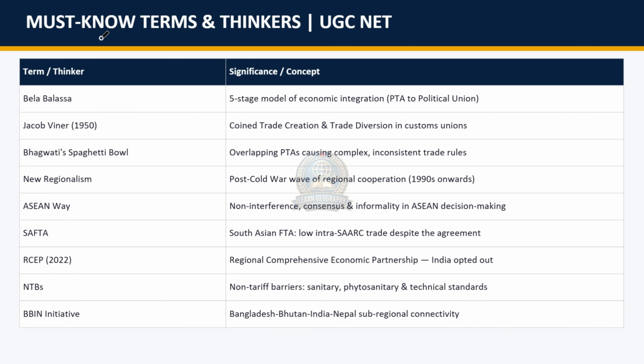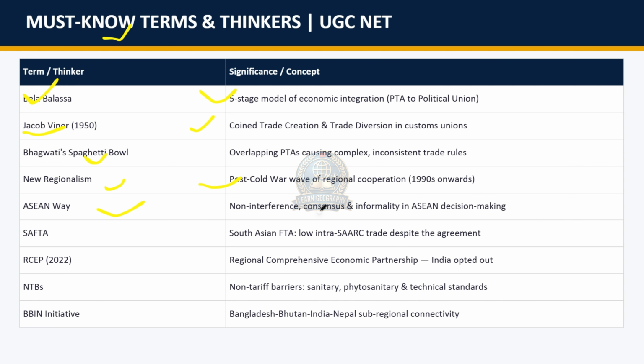Okay, some most known terms and thinkers. Bela Balassa, five-stage model of economic integration. Jacob Viner in 1950 coined trade creation and trade diversion in customs unions. Bhagwati's spaghetti bowl, overlapping PTAs causing complex, inconsistent trade rules. New regionalism, post-COVID wave of regional cooperation.